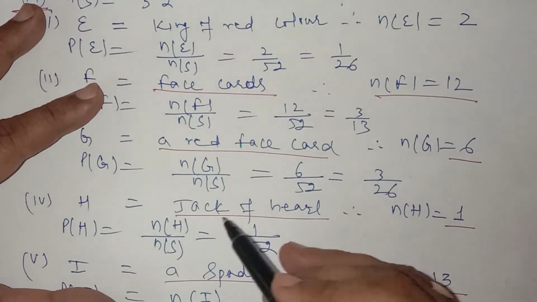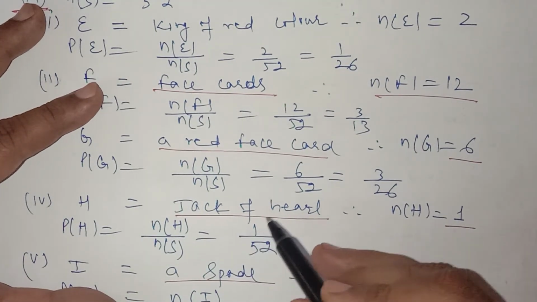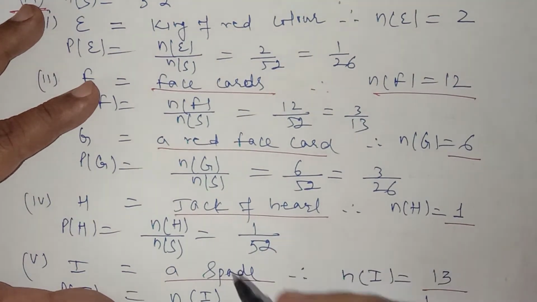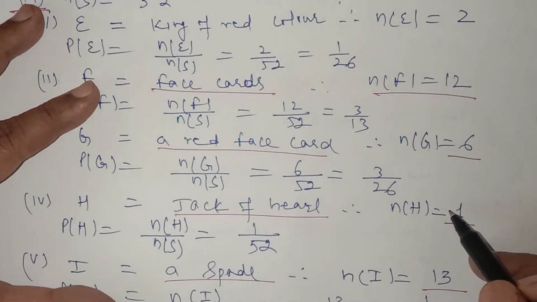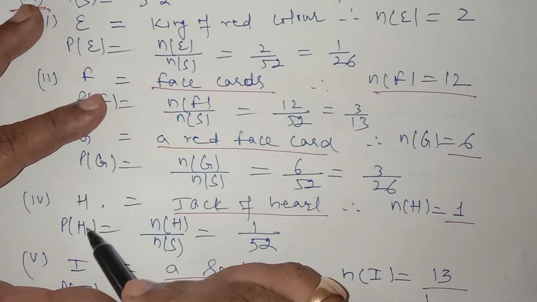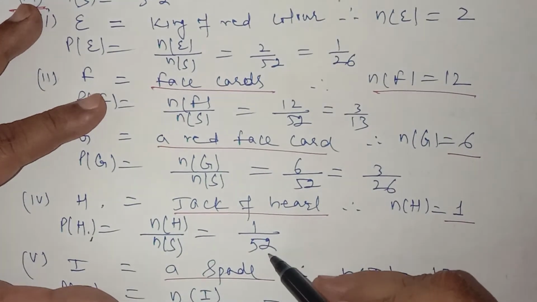Now in the fourth part, you have to find the probability of getting a jack of hearts. So in a pack of 52 cards, there is only one jack of hearts. The jack of hearts is only one. So the probability of that event, I have let it equal to H. Probability of H is equal to 1 upon 52.